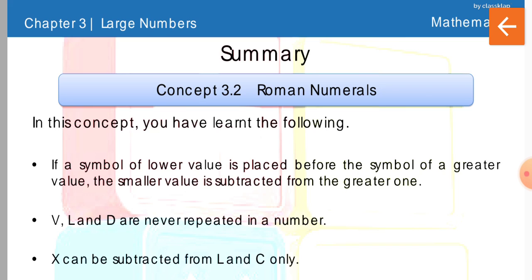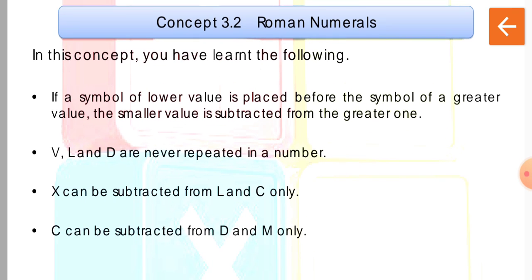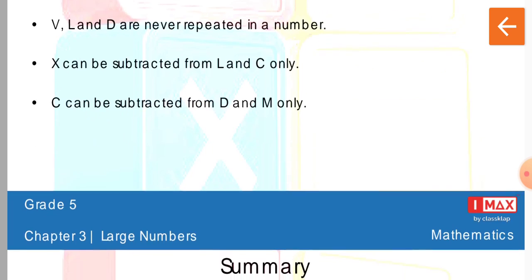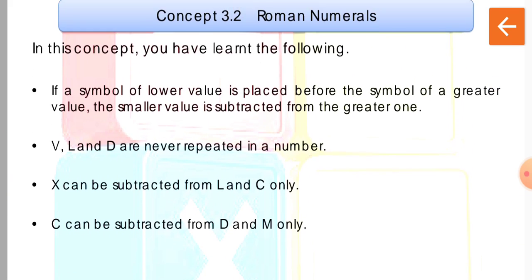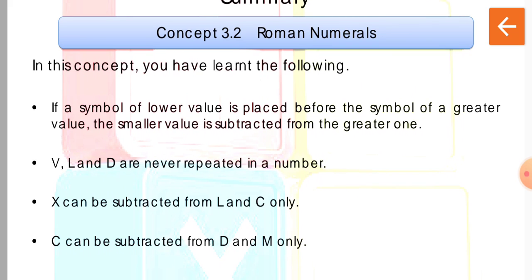Then V, L and D are never repeated in a number. And X can be subtracted from L and C only. Then C can be subtracted from D and M only. Okay, so these are the important rules in Roman numerals, and you know how to write the Roman numerals from 1 to 100.